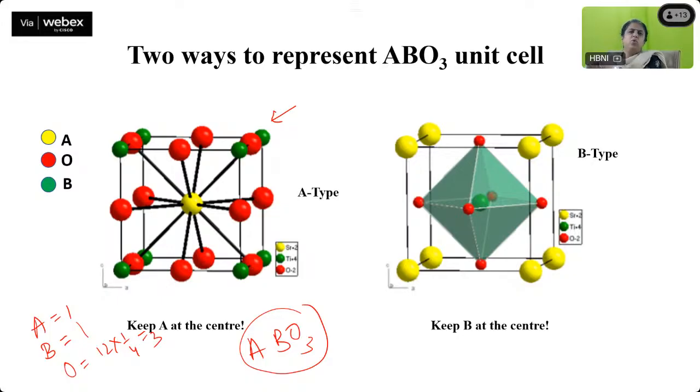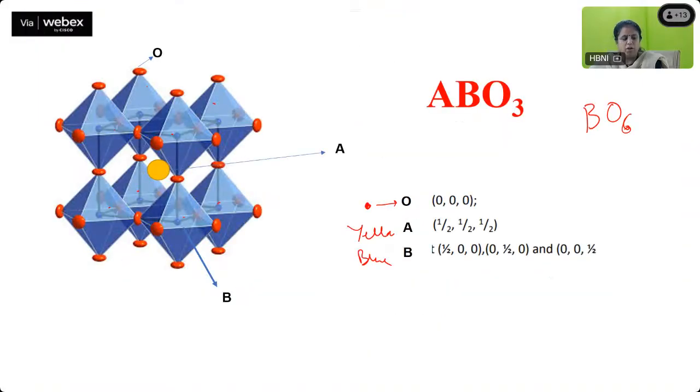Now let's say you want to visualize a cell structure wherein you keep B at the center. It's nothing. It's the same thing. What you have done is you have taken this unit cell and moved your body center to this green one. Everything moves with that. Now, when you move with that, how does it look? Concentrate on this B. You have brought this B to the center.